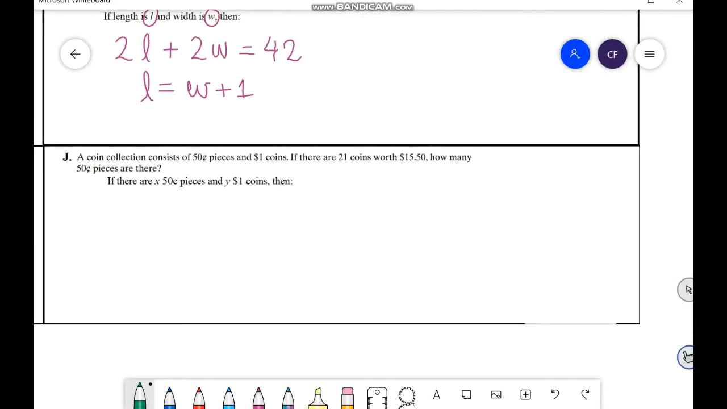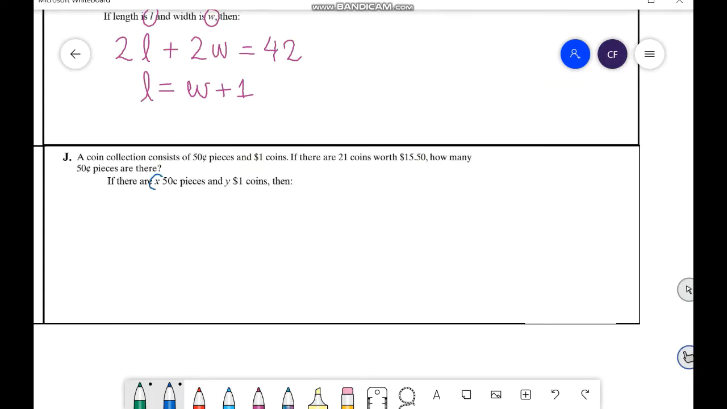And the last question, letter J. A coin collection consists of 50 cents pieces and $1 coins. If there are 20 coins in total worth $15.50, how many 50 cents pieces are there?